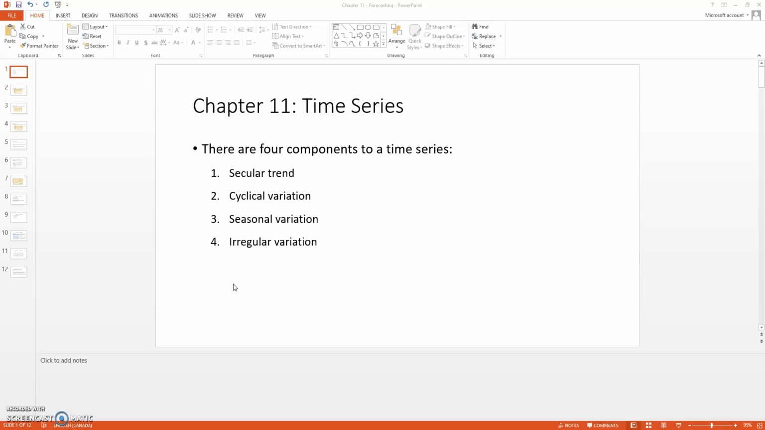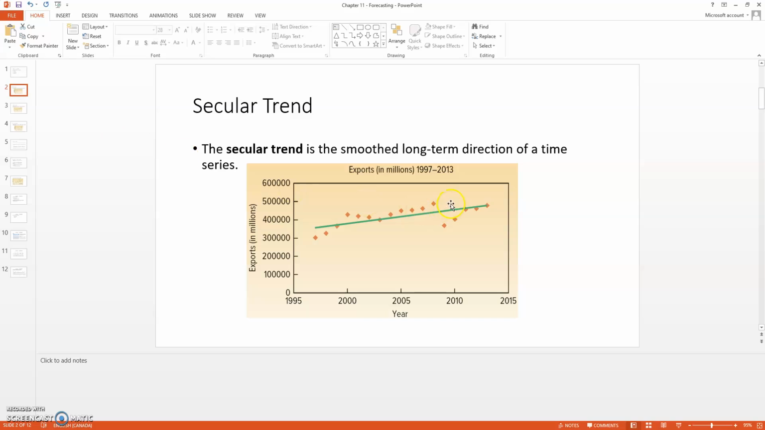Four components to a time series: secular trend, cyclical variation, seasonal variation, and irregular or kind of a random variation. So we'll go over some of those four components and look at some examples. So the secular trend, smooth long-term direction of a time series. There appears to be a slight upward positive trend in this data. So that's what we would mean by the secular trend.